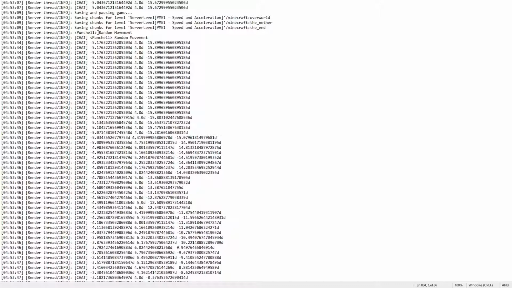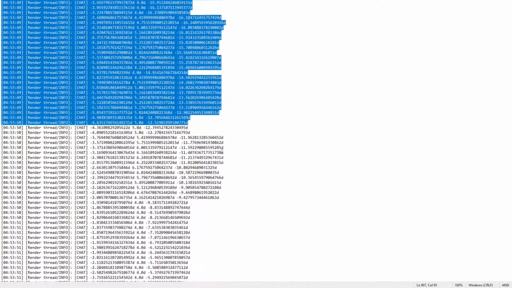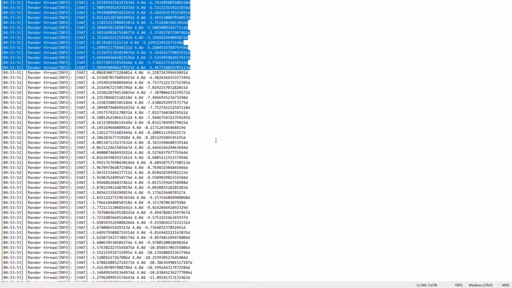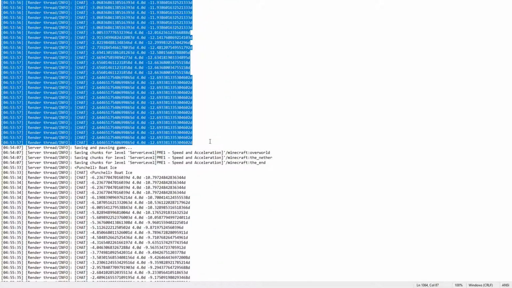The first experiment was random movement. You can see I wrote that in chat, and then the command block started printing my coordinates because I placed the redstone. I will now copy all these coordinates into a new notepad file because I will have to import them into my Google spreadsheet. So I go all the way down here and copy it into a new notepad file.